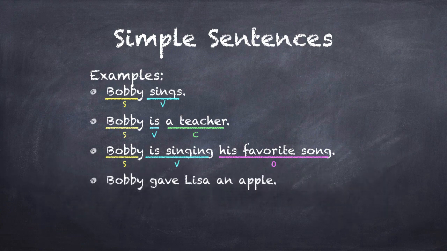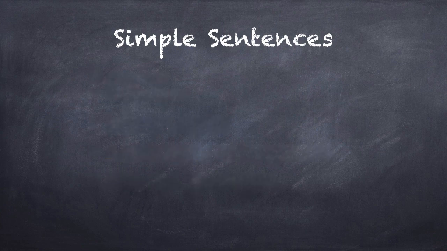In our last example, we have Bobby gave Lisa an apple. In this sentence, again, Bobby is the subject, gave is the verb, and we have two objects, Lisa and an apple. We can have two objects in one sentence, and it's still a simple sentence. Let's look at some more examples of simple sentences that are a little bit more complicated.